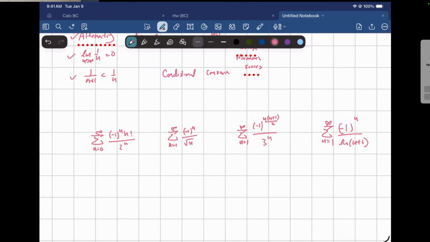But if it converges, then you check if it conditionally converges or if it's absolute.